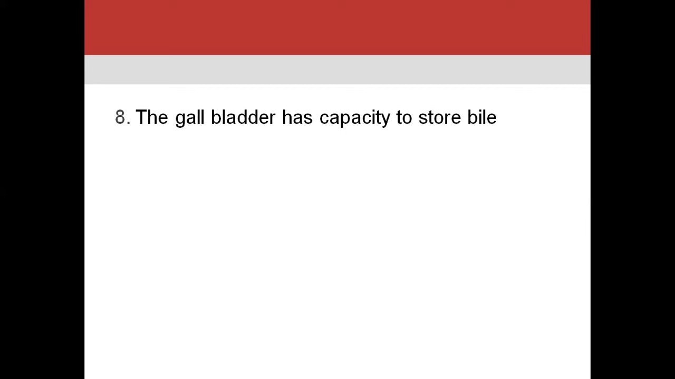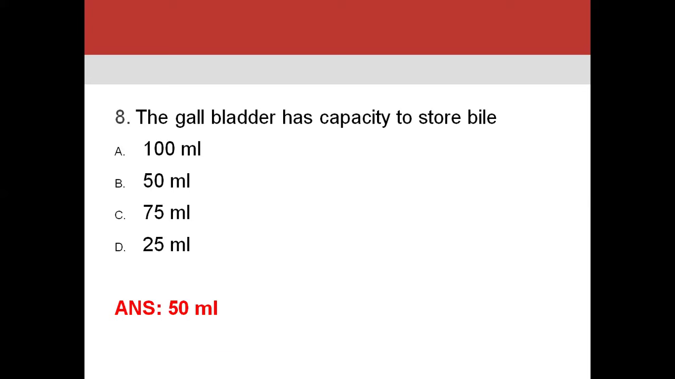Next question, the gallbladder has the capacity to store bile: option A, 100 ml; option B, 50 ml; option C, 75 ml; option D, 25 ml. Here, the right answer is 50 ml. Actually, the gallbladder can store between 30 to 50 ml of bile.